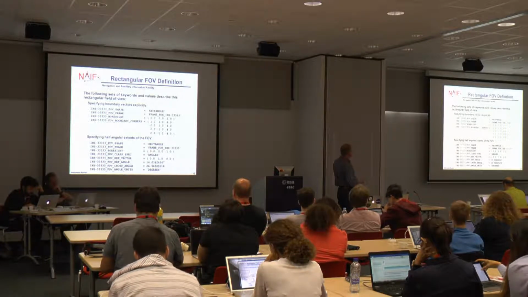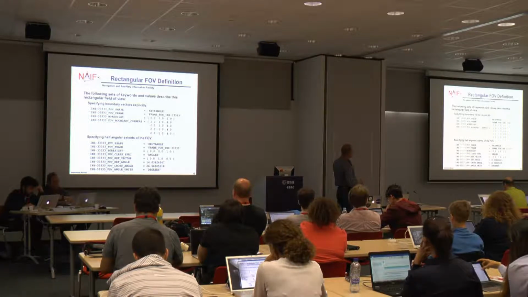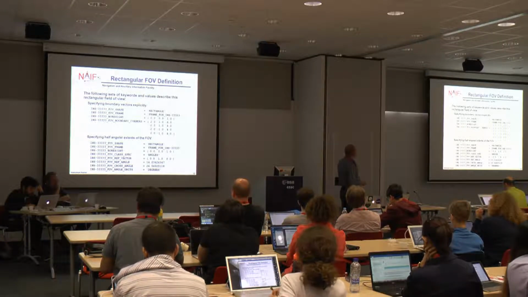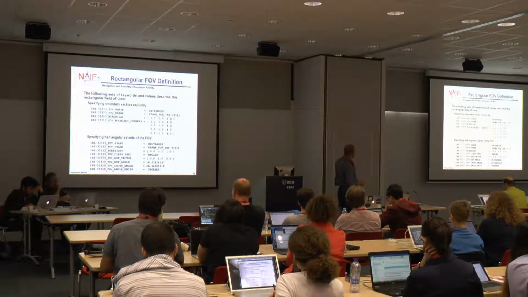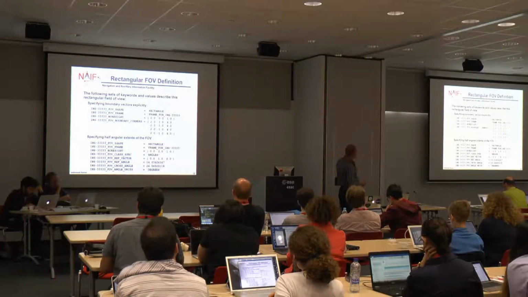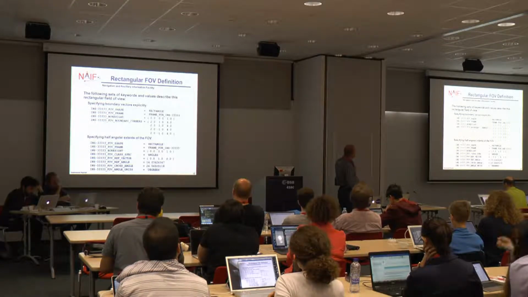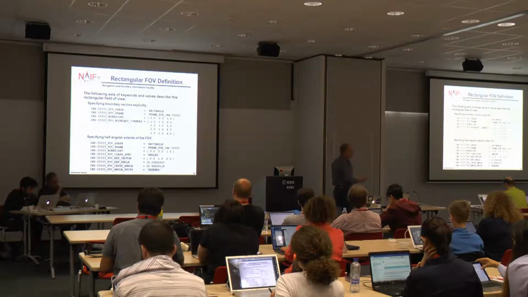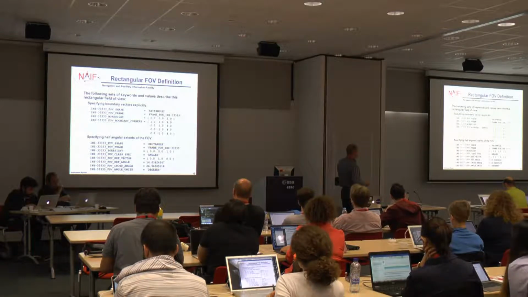For the first style, you simply say that your field of view shape is a rectangle. The frame for this field of view is this frame, named with some bogus instrument, with a bogus instrument ID. The boresight is along the z-axis, here's 0, 0, 1. And you simply list the boundary vectors, in this case clockwise or counterclockwise, it doesn't really matter. Or, more conveniently, you can specify this field of view as half-angular extents.